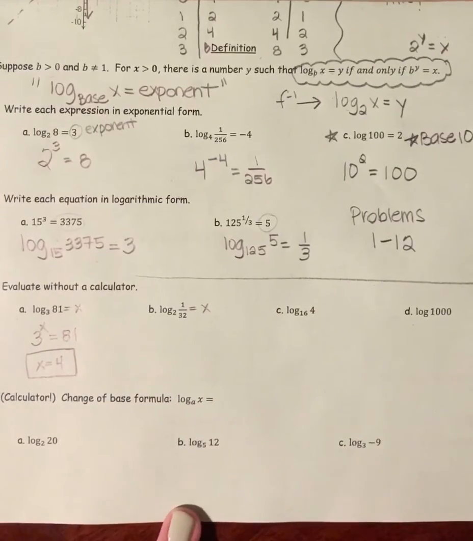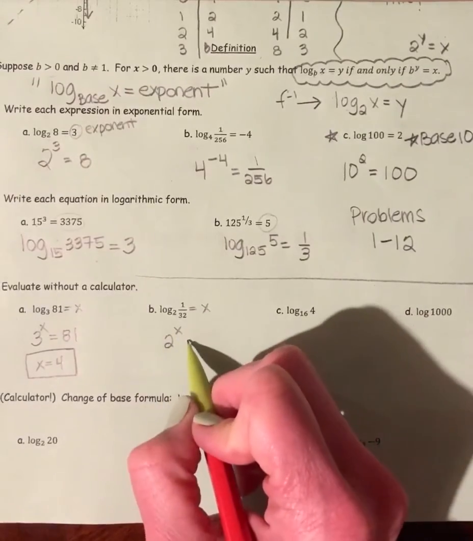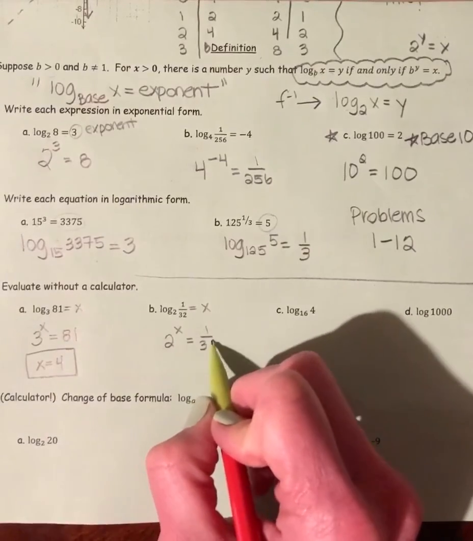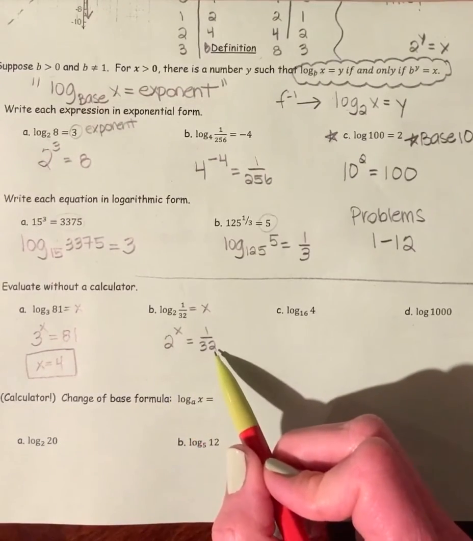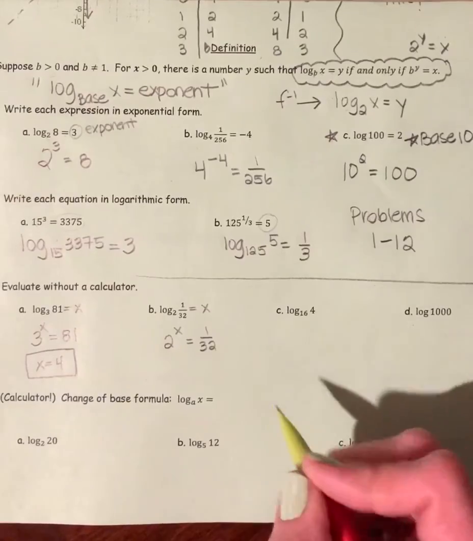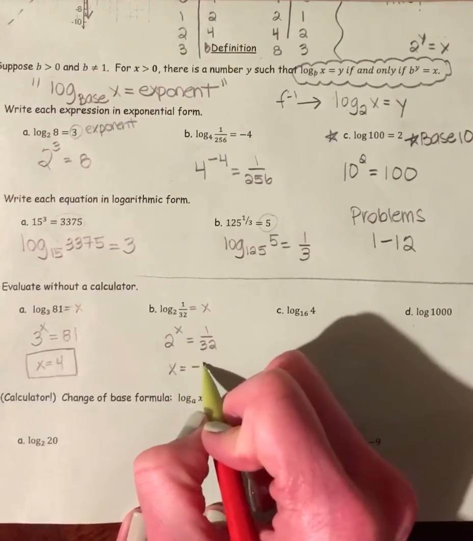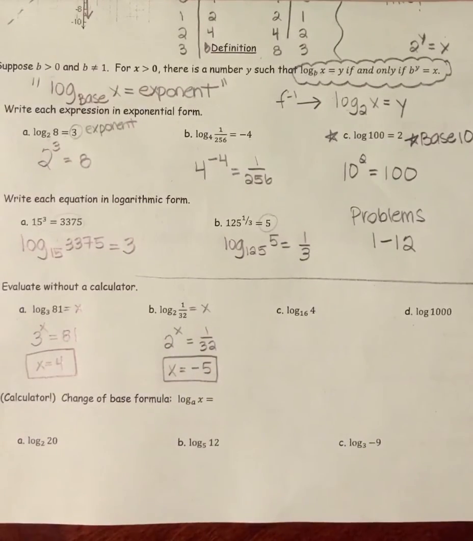So again, B. The base is 2. The exponent is what we're looking for, so that's my x, is equal to 1 over 32. Now, if I need an exponent so that when I raise 2 to that power, I end up getting a fraction, that means that my exponent had to have been negative. So think about 2 to what power is 32? So 2 to the 5th is 32, but we want 1 over 32. So my exponent had to be -5 because it's 1 over 2 to the 5th power.